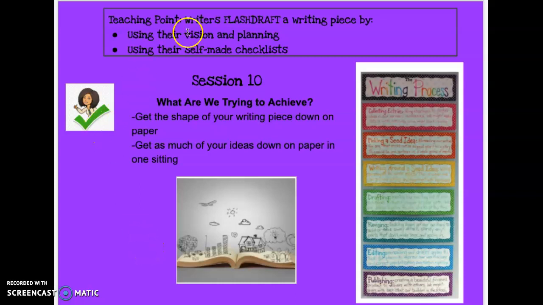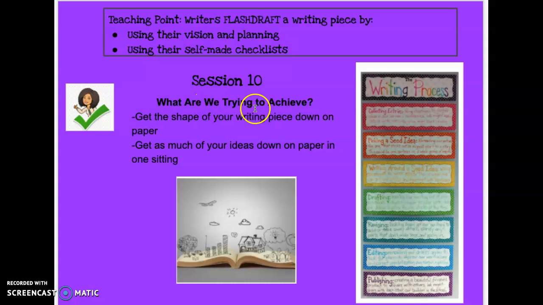Our teaching plan for today is that writers flash draft a writing piece by using their vision and planning and using their self-made checklists. So this work we've been doing for the last just about 3 sessions is work that's going to support you in today's heavy lifting of this unit.